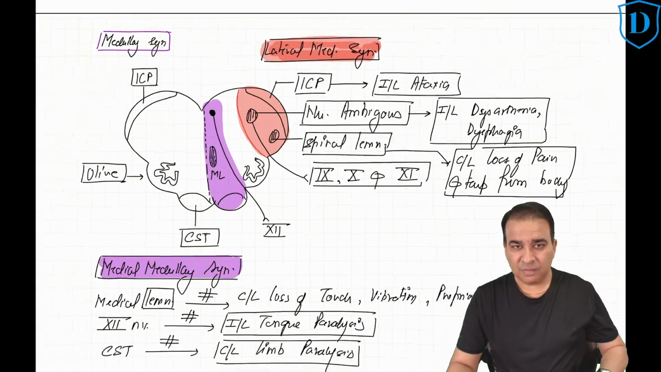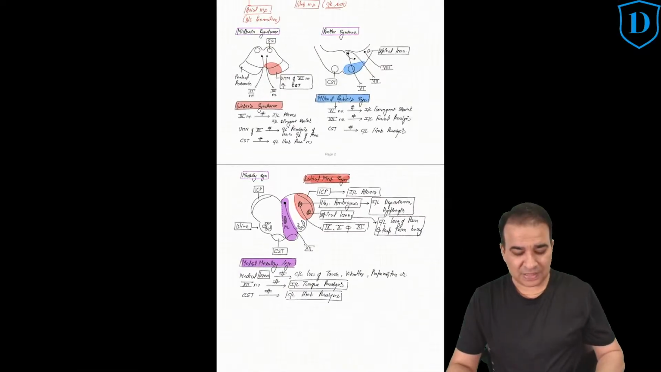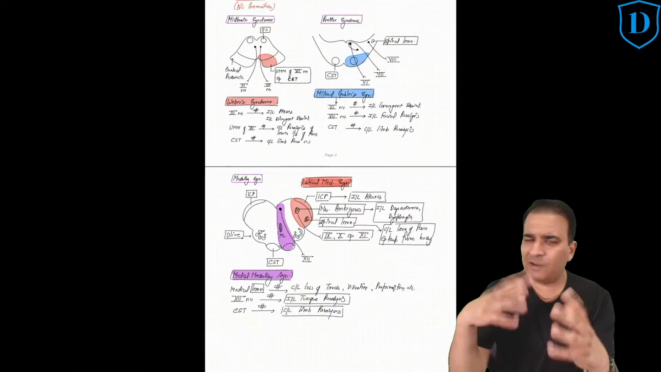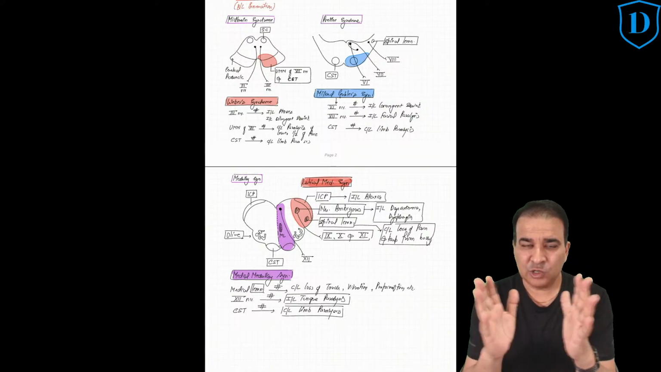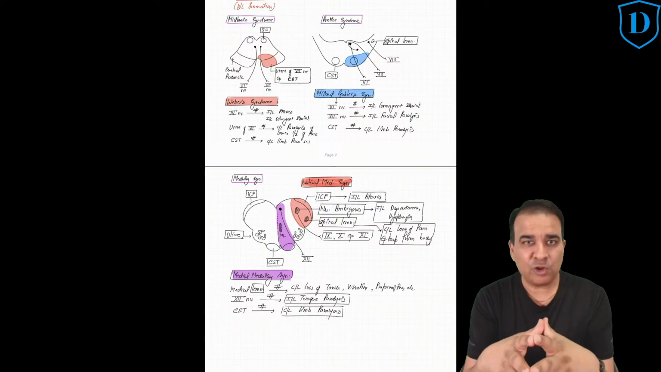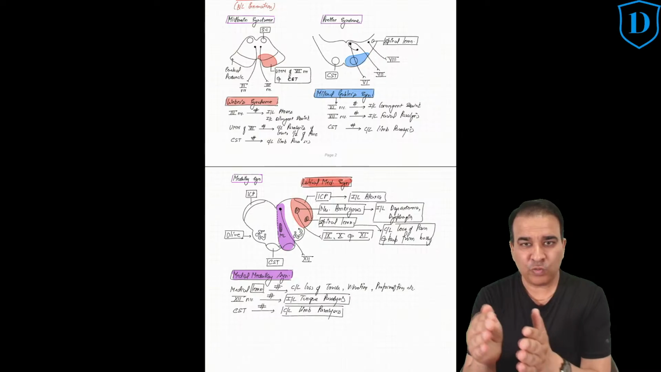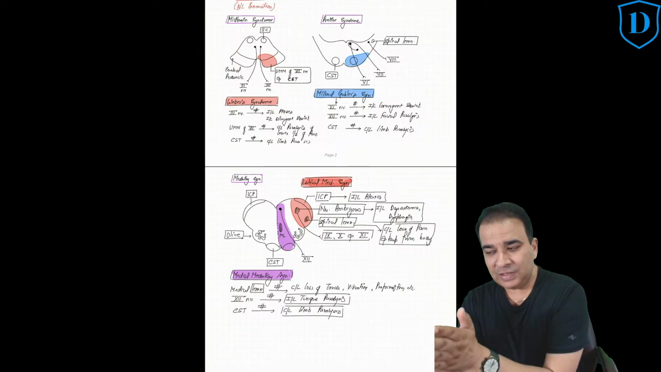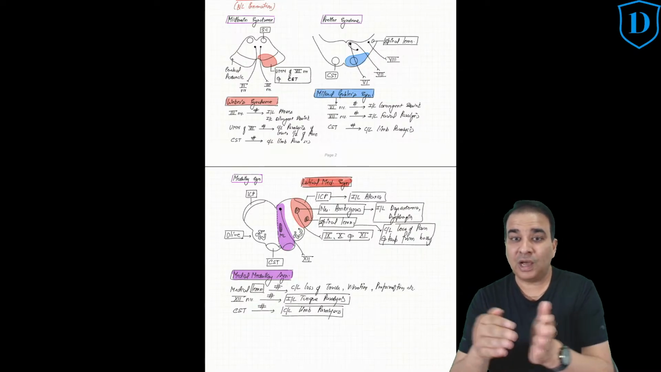So again, summarizing everything at one place, guys, when you look at all the major syndromes, apart from this you will discuss more also, when you have major syndromes of the brainstem, generally try to look at it in this way: try to find out which cranial nerve is involved, and with that cranial nerve, look at what is happening to the other side of the body.